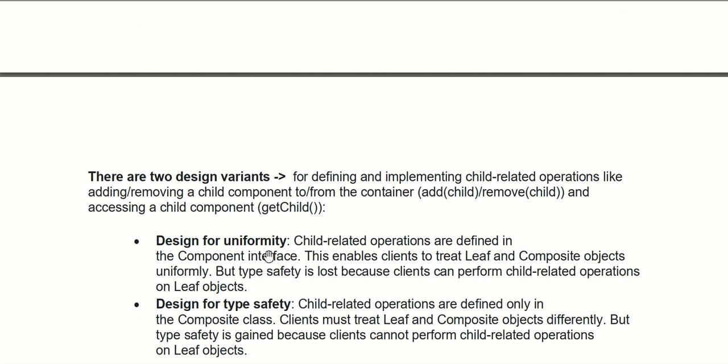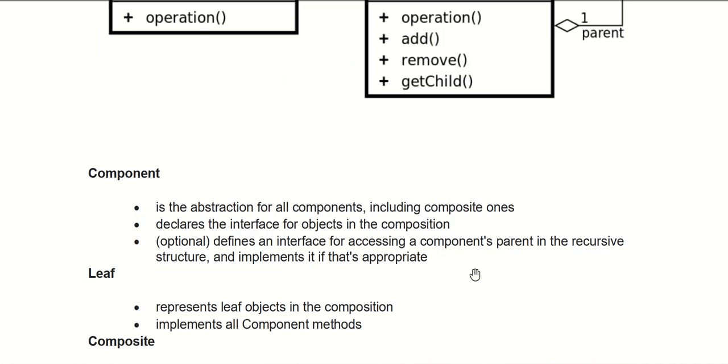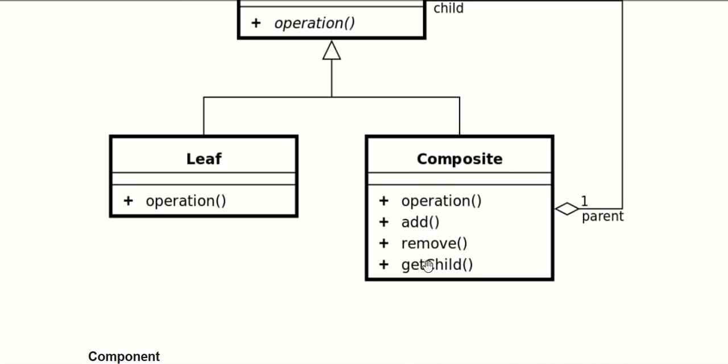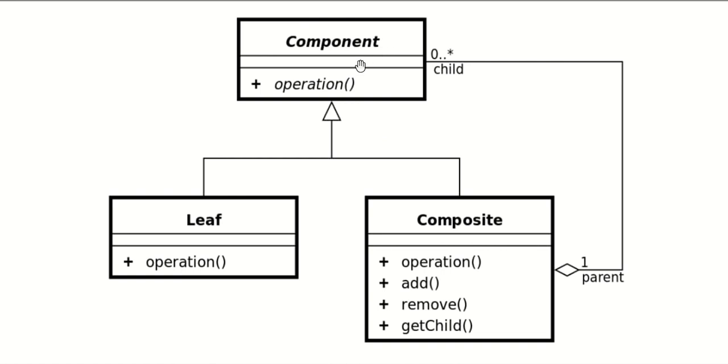I have gone with the approach of design for uniformity only, guys, because I have not moved the add, remove, get child to my uniform interface. I have kept it at the composite level only. That way I have ensured the uniformity across leaf and composite. My leaf will not inherit any add, remove, or get child or implement all these methods from this interface. It will contain operation and this composite will also contain the operation. So that's all said.